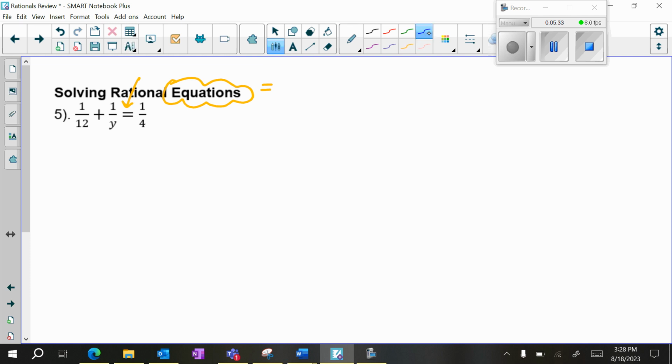So I'm going to treat number 5 to multiply by what's missing, which is similar to adding and subtracting. So I'm going to use an LCD here of 12y. So my first fraction is missing a y. So I'm multiplying both top and bottom by y over y. My second fraction is missing 12, so top and bottom get multiplied by 12.